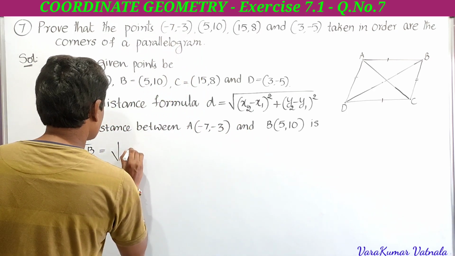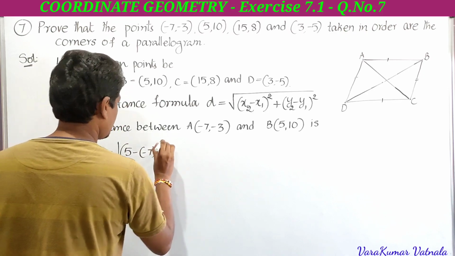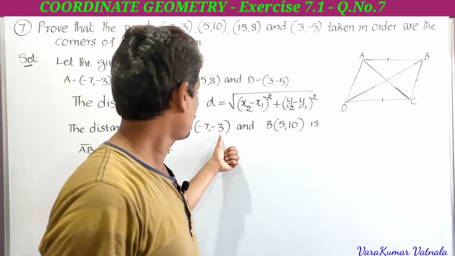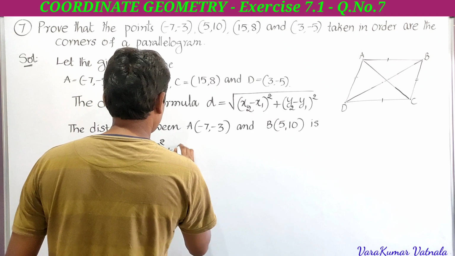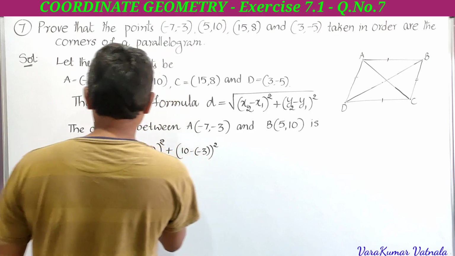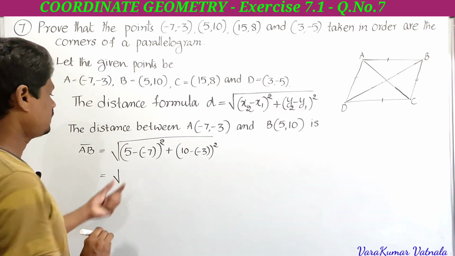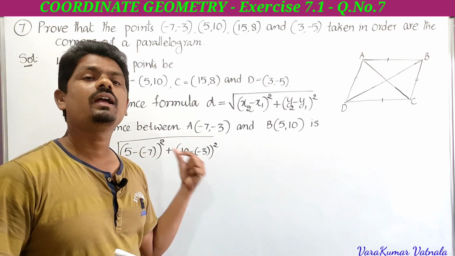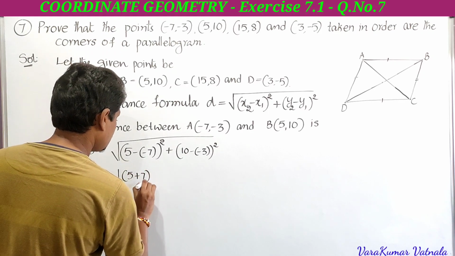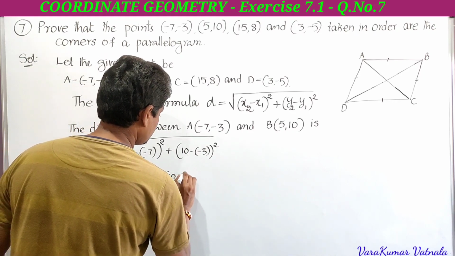So we can write x2 minus x1 whole square as 5 minus of minus 7 whole square, plus y2 minus y1 whole square. y2 is 10, y1 is minus 3, that is 10 minus of minus 3 whole square. Now we just have to simplify. So see here what we get. 5 minus of minus 7 is 5 plus 7 whole square, plus 10 minus of minus 3, it is 10 plus 3 whole square.